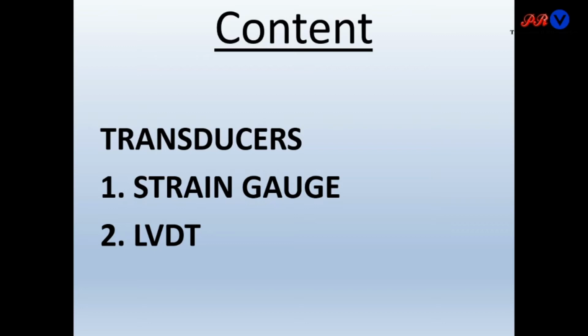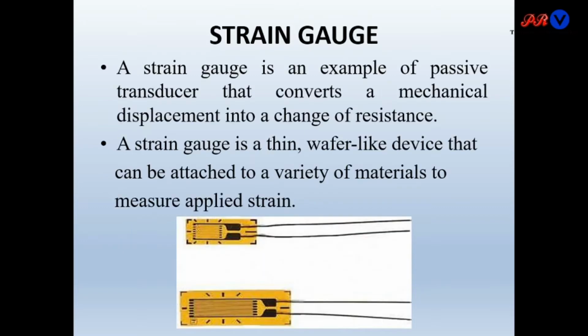So in this video lecture we will study strain gauge and LVDT, which are transducers. We already studied the introductory part of transducers in previous lectures. So here we will only study two other important transducers which are widely used: strain gauge and LVDT. LVDT means linear variable differential transformer or transducer.